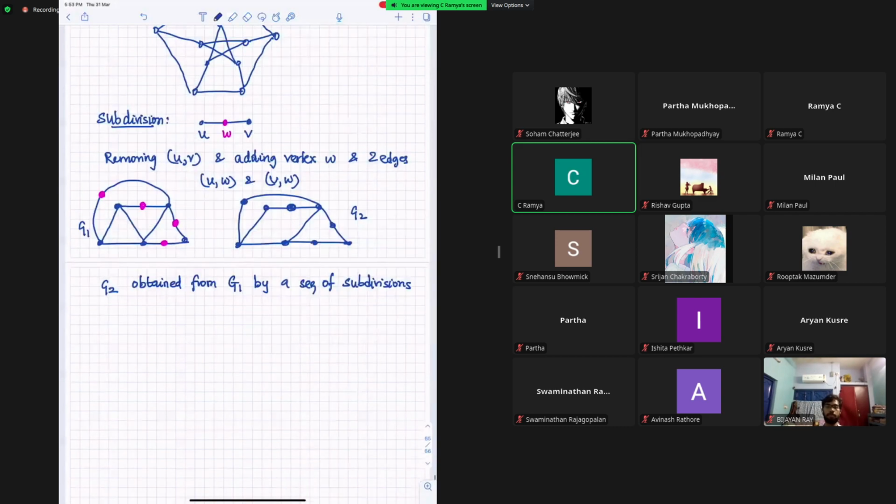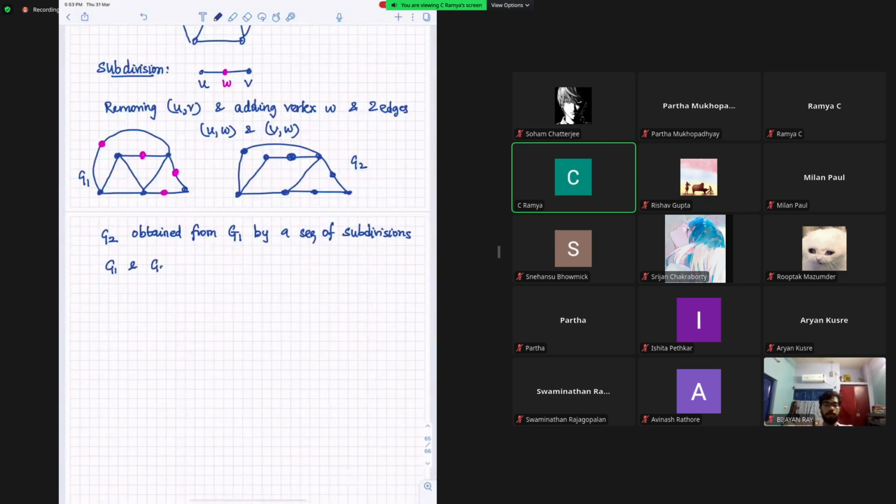So these two graphs, G1 and G2, is G2 missing an edge? Oh, sorry. Yes, all the original edges will be retained, but some edges will be subdivided. That's right, this edge I missed. So these are homeomorphic.